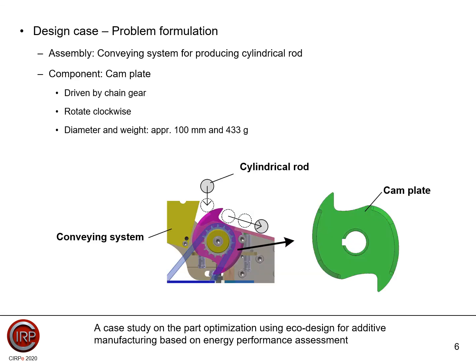The part that will be optimized comes from a conveying system for producing cylindrical rod. As you can see, a cylindrical rod will be manufactured and cut, and it will then drop to the conveying system. The cam plate will rotate clockwise, driven by a chain gear to ensure a constant contact time. The diameter of the cam plate is about 100 mm, and its weight is about 433 grams. And the cam plate has been selected as the part that will be optimized.